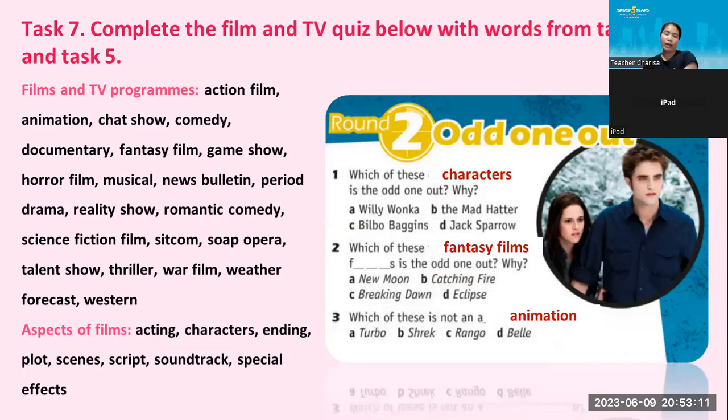Okay, go read number 3. No, round 2, add 1 out. Which of these characters is the odd one out? Why? Okay, so this is your homework.